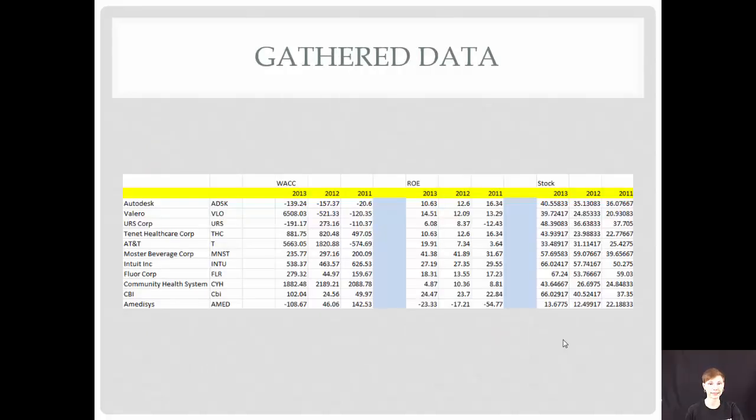I then gathered my data. I used 11 companies from the ones that we chose in class and went 3 years back, so I had 2013, 2012, and 2011, and got both the WACC, economic value added, as well as the ROE, so I can compare it to the stocks of each year.